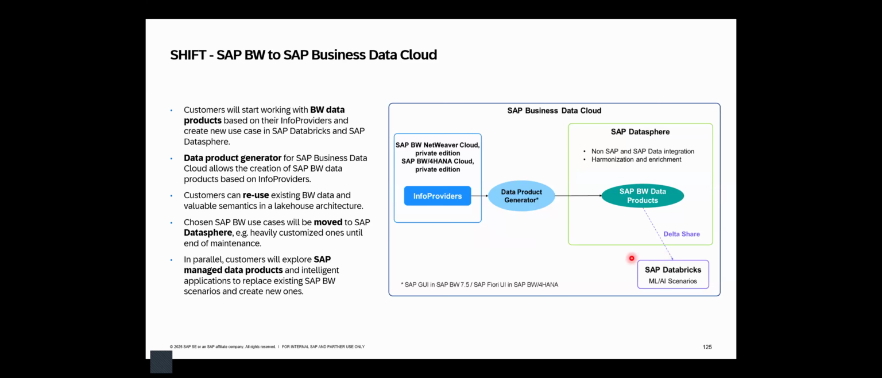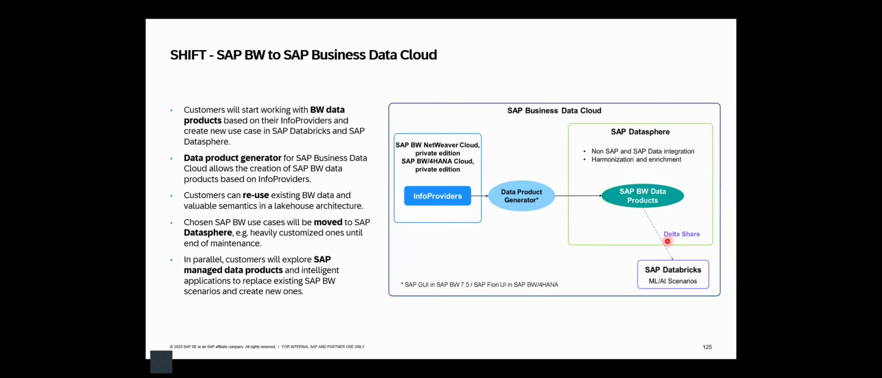Once your SAP BW has been lifted to private cloud, you will be able to use the data product generator that comes under the shift part. Using the data product generator, you will be able to push the SAP BW data into SAP Business Data Cloud, which will then consume your SAP BW InfoProviders through a BW data product created in the SAP Datasphere component of SAP Business Data Cloud.